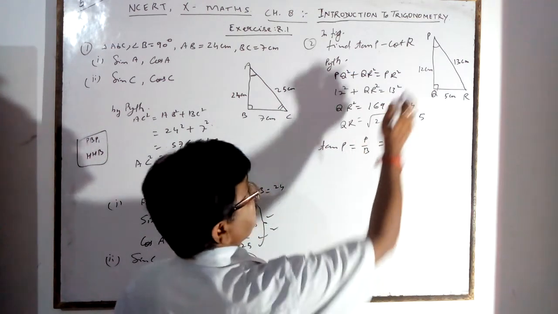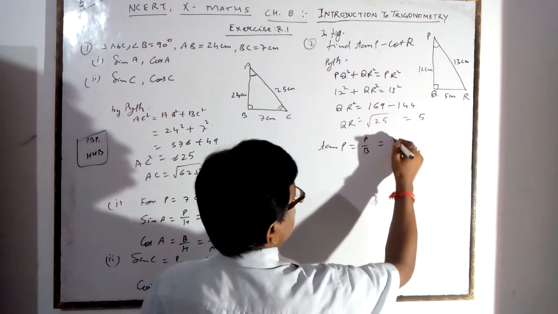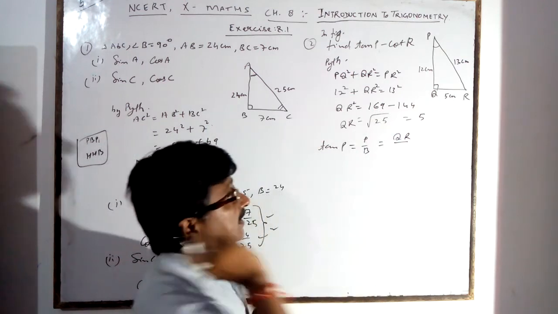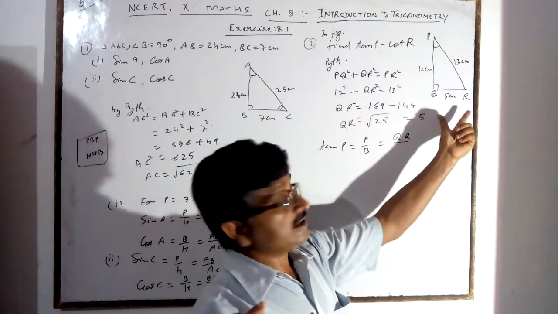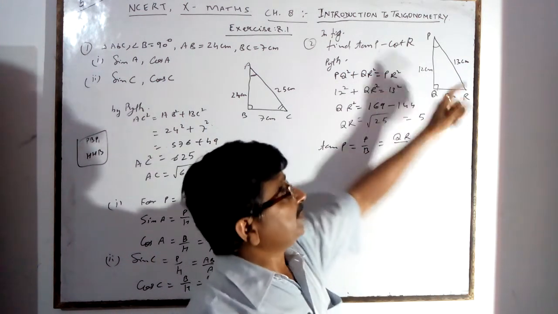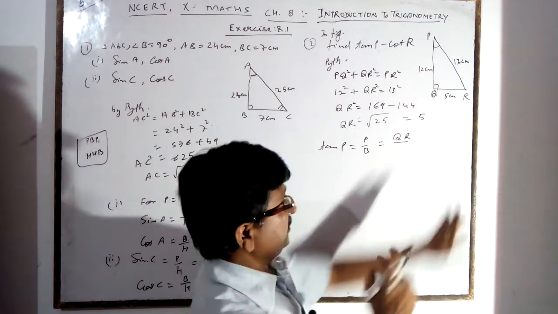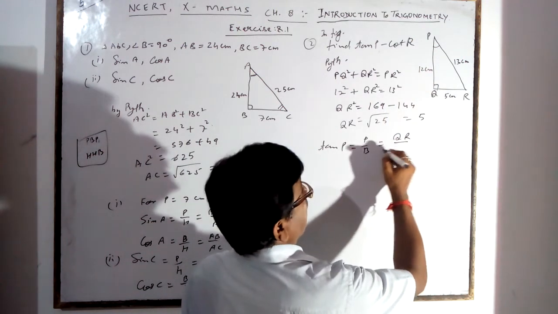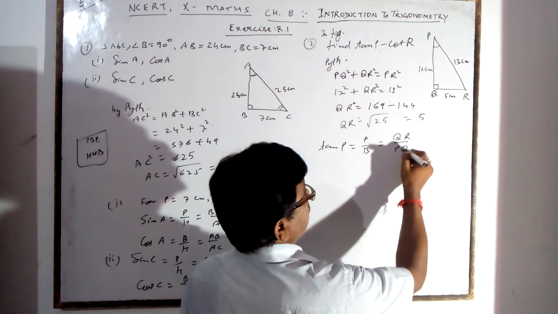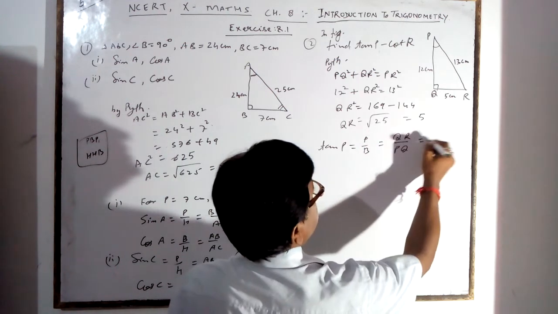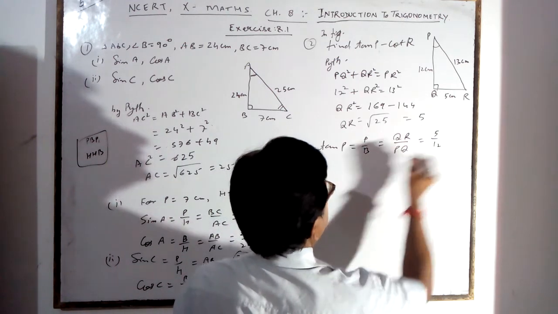For angle P, perpendicular is QR. Why? Because the opposite side is always the perpendicular. And the base will be PQ. It means 5 by 12.